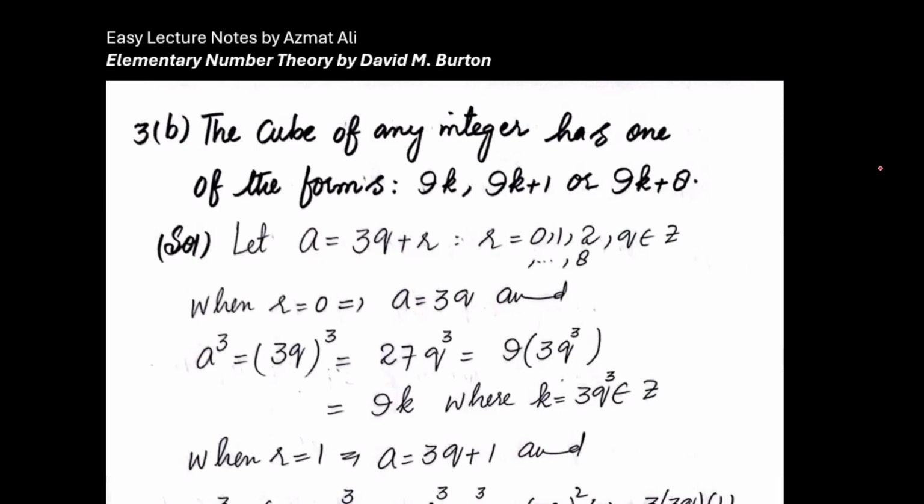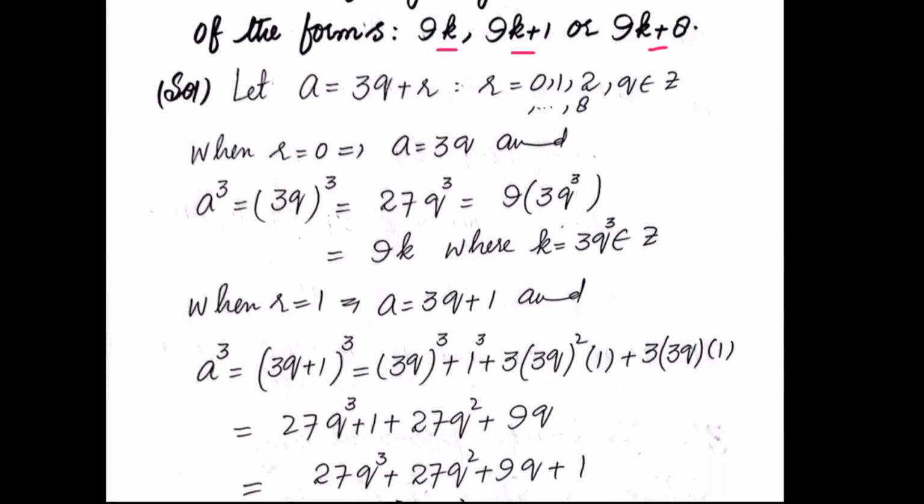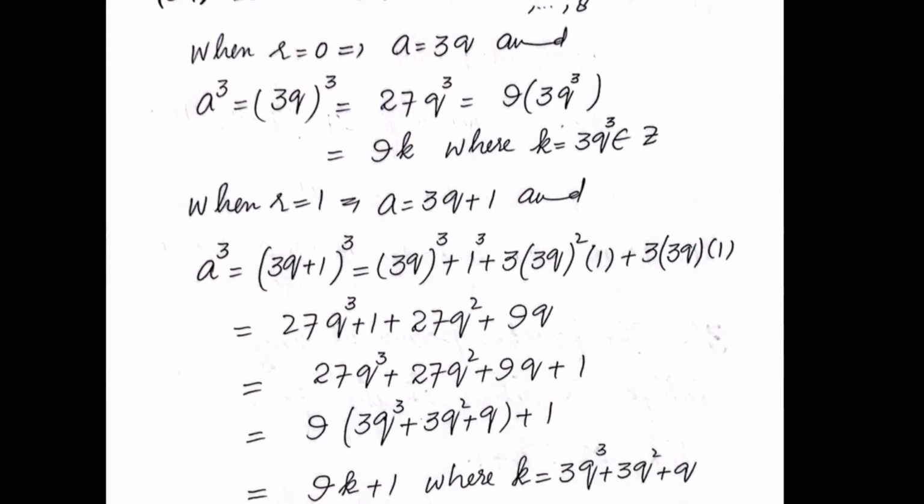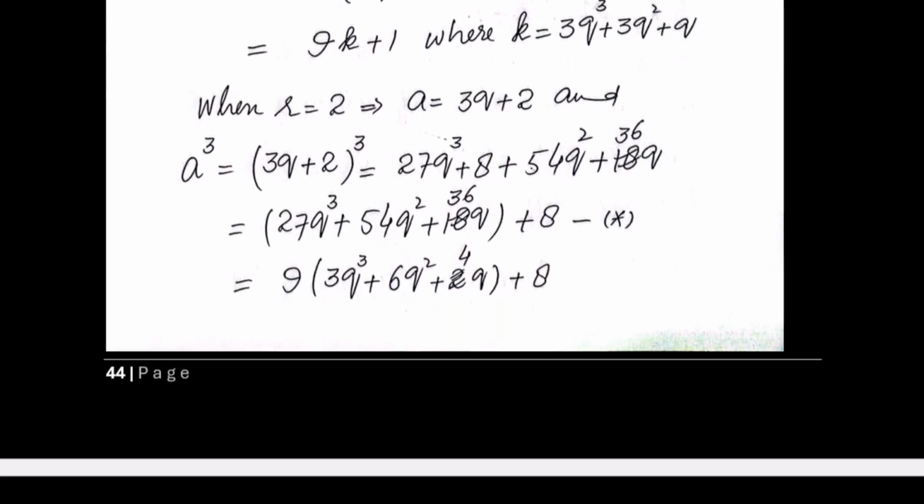Next, in question number 3b, we have to show that the cube of an integer has one of the forms 9k, 9k plus 1, 9k plus 8. I am just sharing the solution of this question, and I hope you can understand the solution very easily, because if I elaborate each question, the length of the video will increase significantly. So you can see the solution very easily.